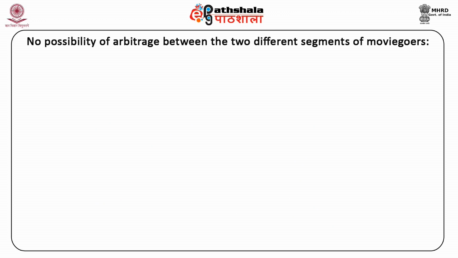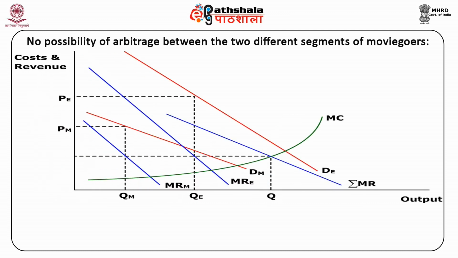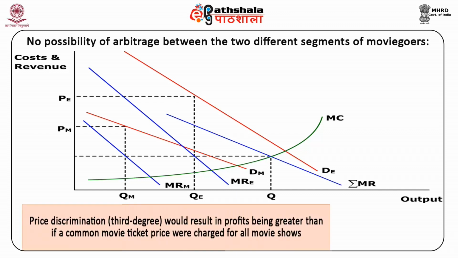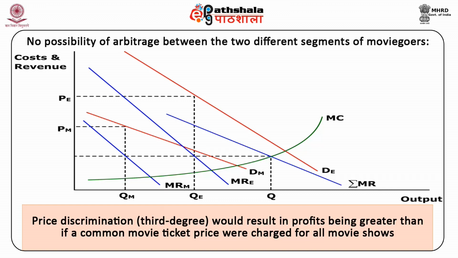Since there is no possibility of arbitrage between the two different segments of moviegoers, the movie theater can increase profits by charging different prices to the two market segments, that is, PE to customers watching the movies in the evening or weekend shows, and PM to moviegoers who have the more elastic morning show demand. This price discrimination, that is of third degree, would result in profits being greater than if a common movie ticket price were charged for all the movie shows.